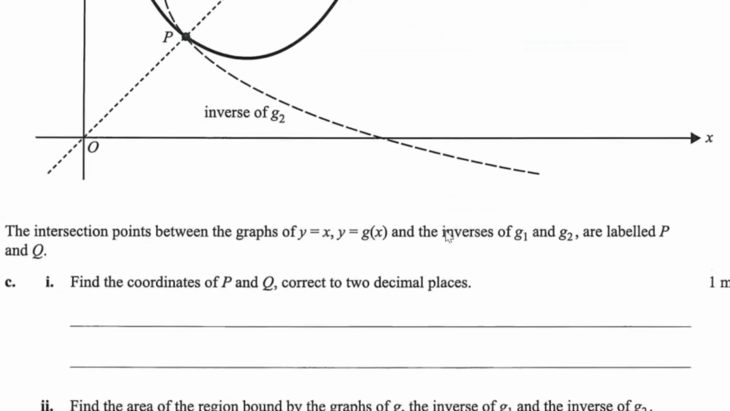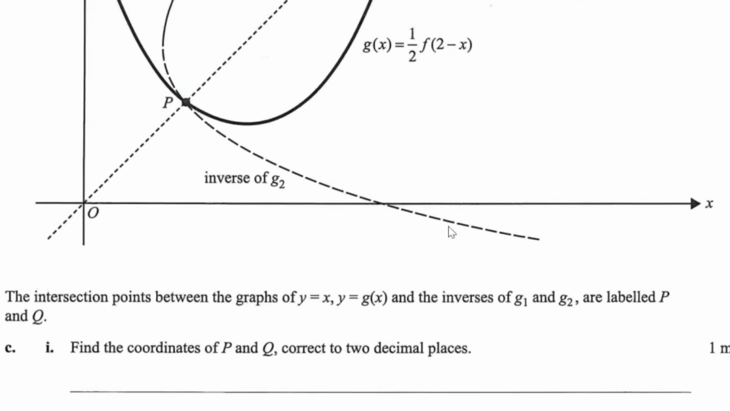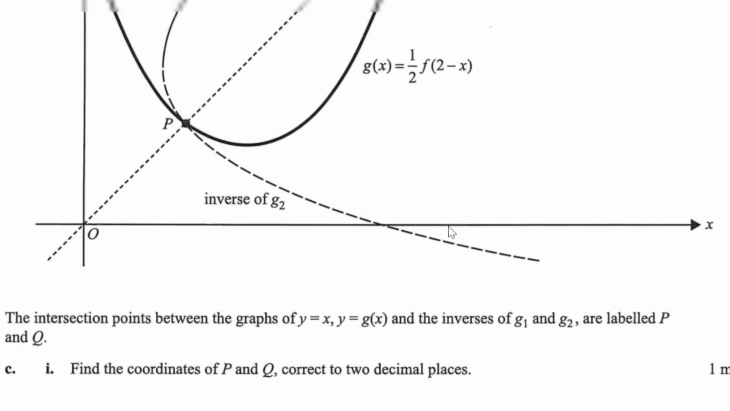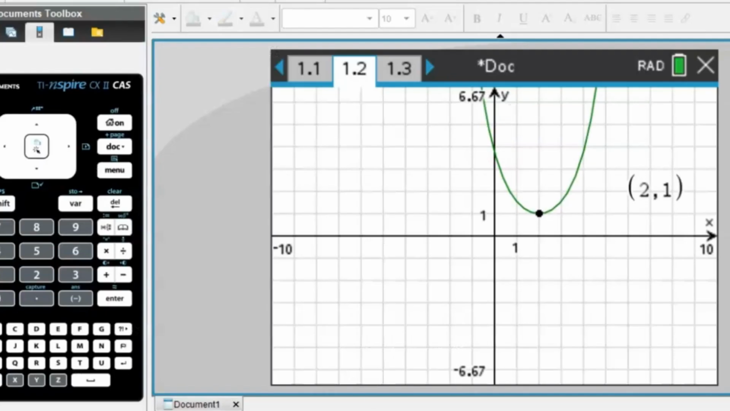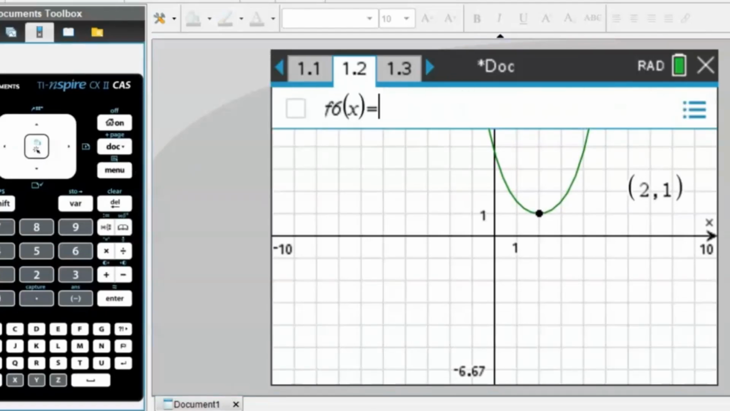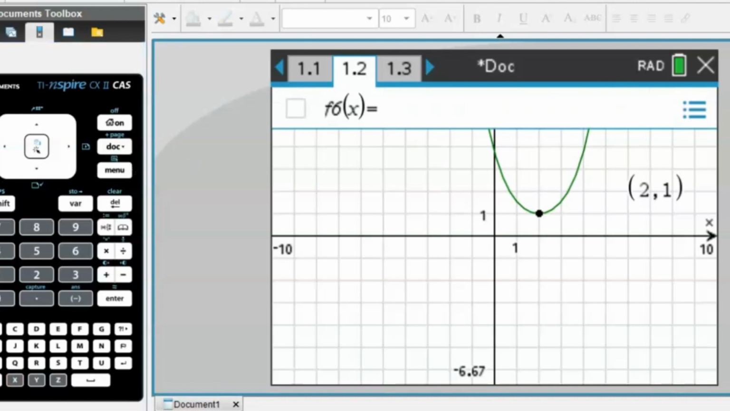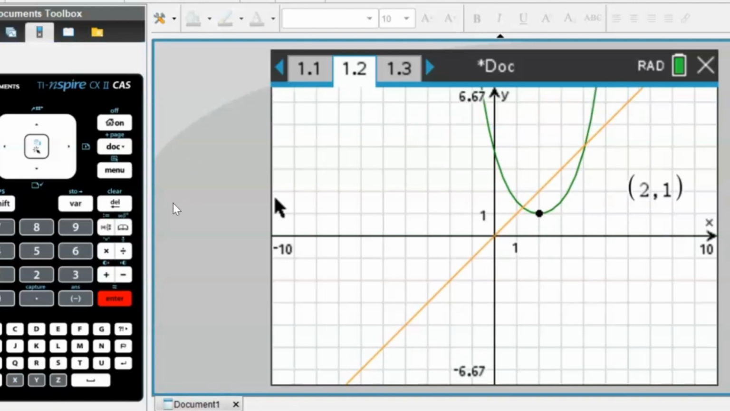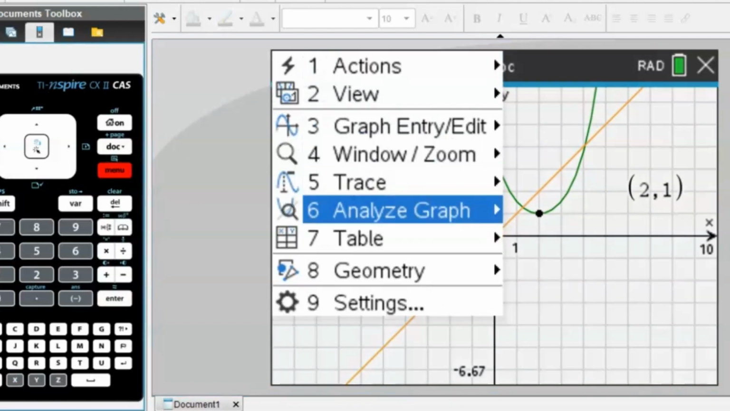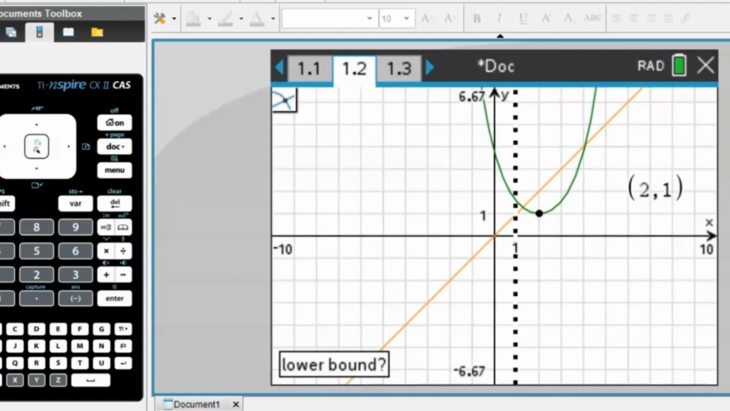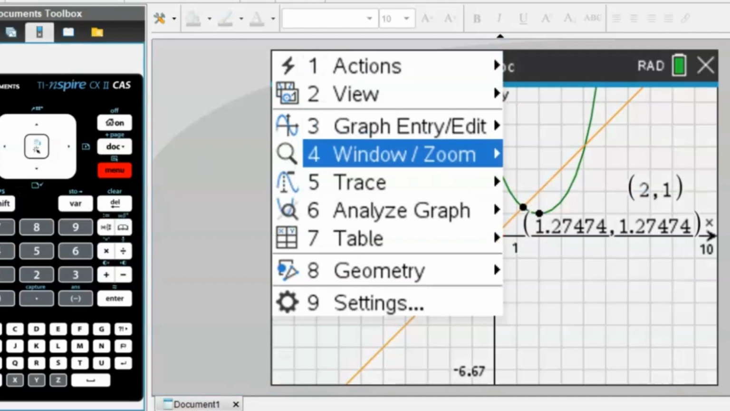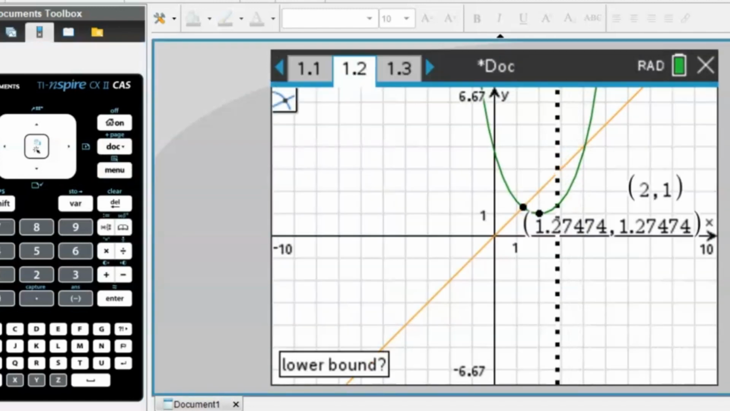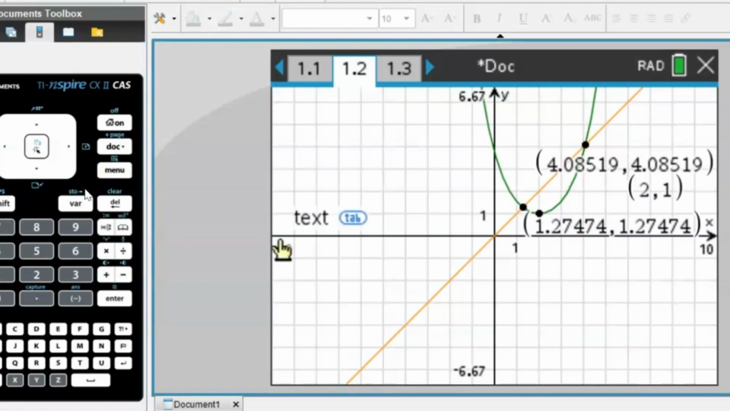Alright. Find the coordinates of this. G of x is the same as that of y. So now the coordinates, well, we already have that drawing. So if I put y equals x, alright, now the intersection, and the other intersection is 4.09.